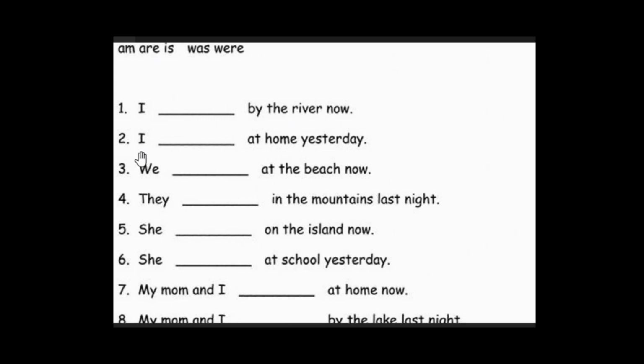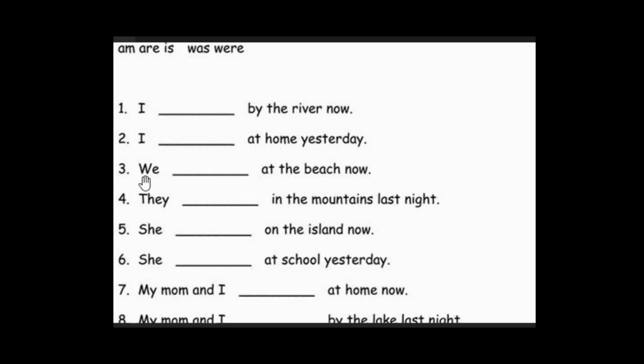And second one, "I dash at home yesterday." This action is finished, so here we should use "was". I was at home yesterday. This person was at home yesterday, so we choose was because this action finished in the past. Yesterday finished, so we should choose was.